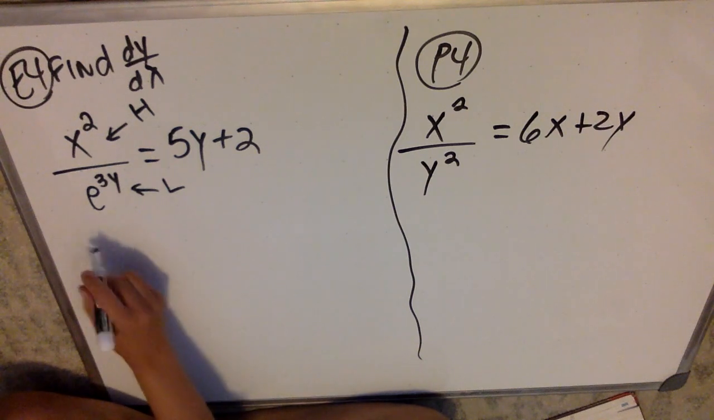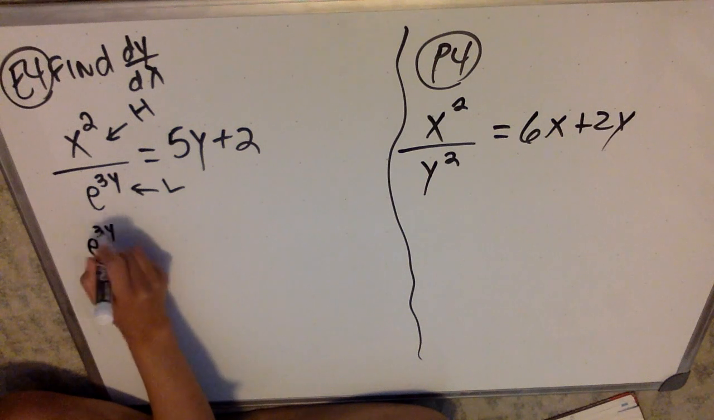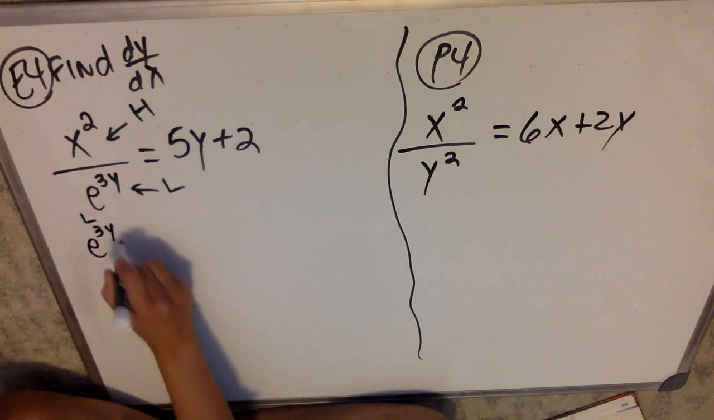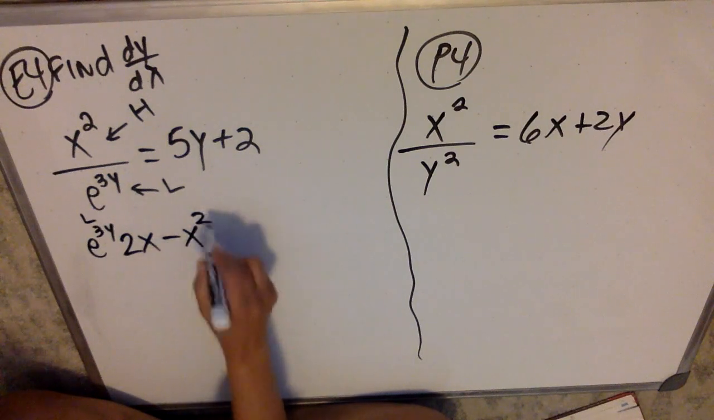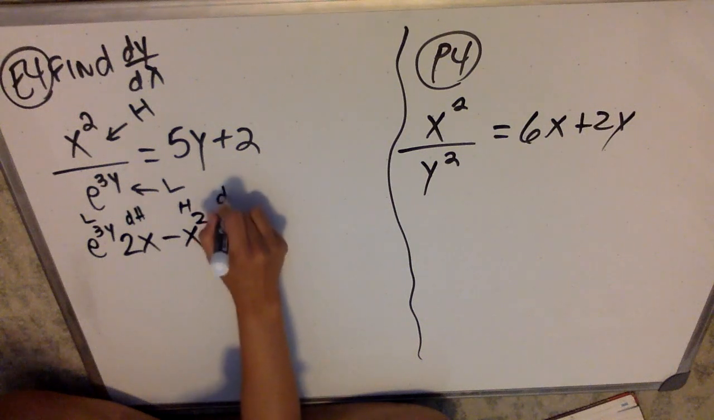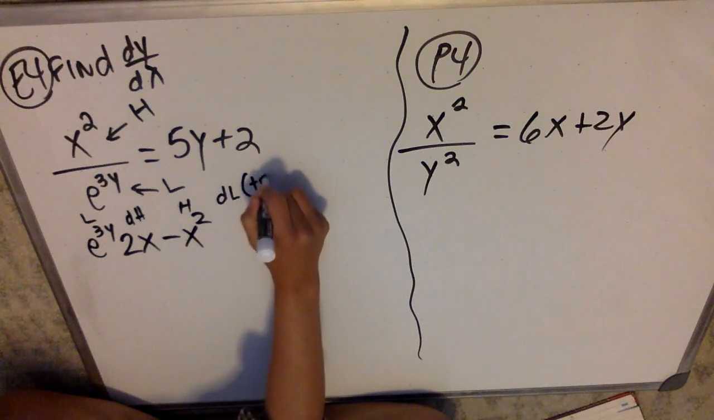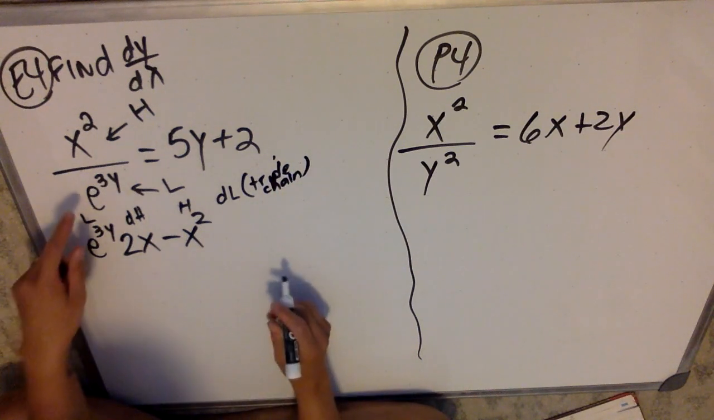So let's go ahead and do our derivative, right? So low, didn't differentiate, just copied the low. D high is going to be a 2x minus high, which is x squared. And then d low is going to be kind of messy, right? So this is low d high minus high d low. Now d low is going to be a triple chain, right? Which is not a math term, but you know. So it's going to be a triple chain.